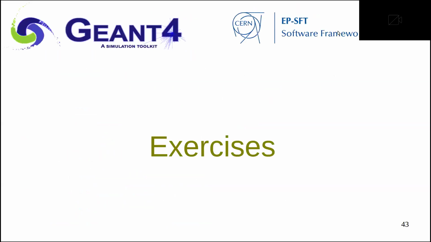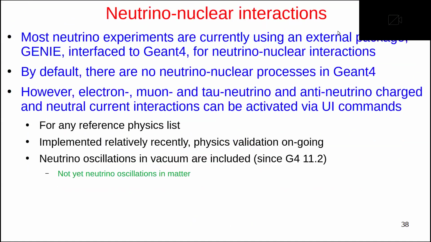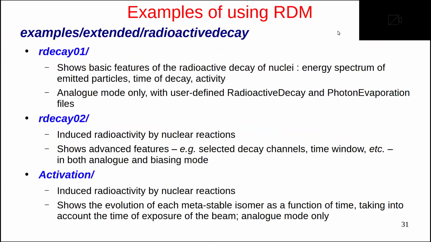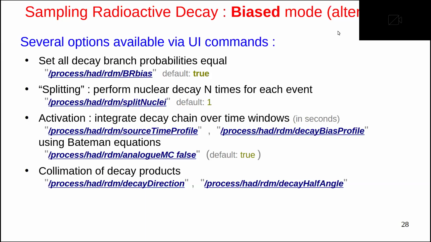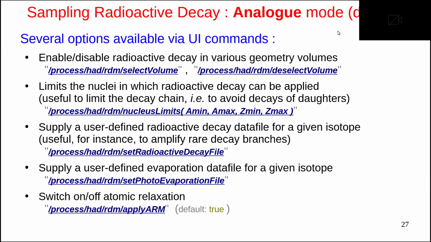Thank you, Alberto. I see one question from a few minutes ago. Maybe you can go back to the slides where you had the UI commands for radioactive decay. It says, can you explain the concept of set threshold for very long decay time? Does it simply turn off all decays having half-lives longer than the threshold?